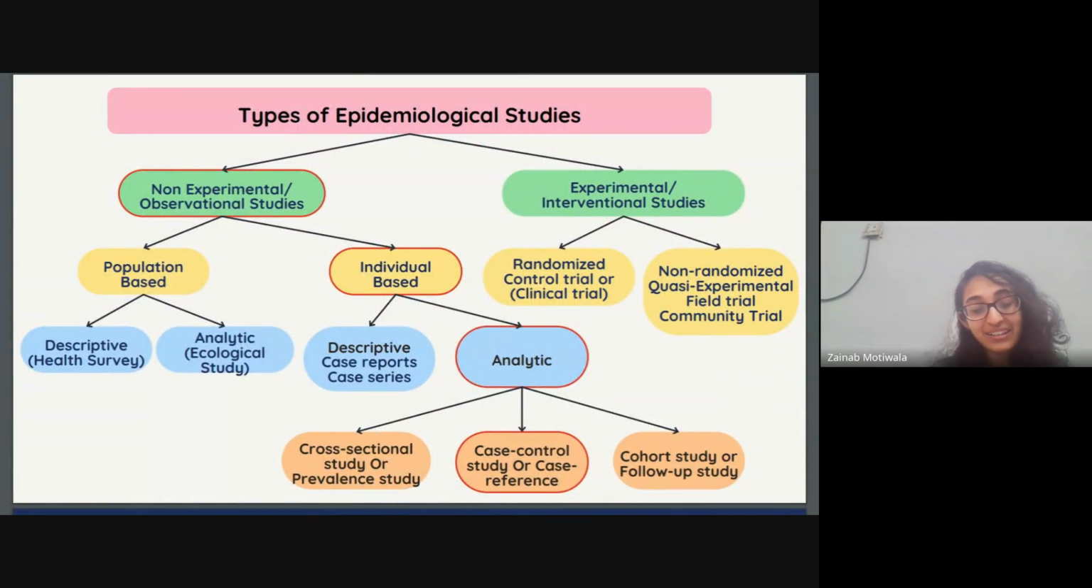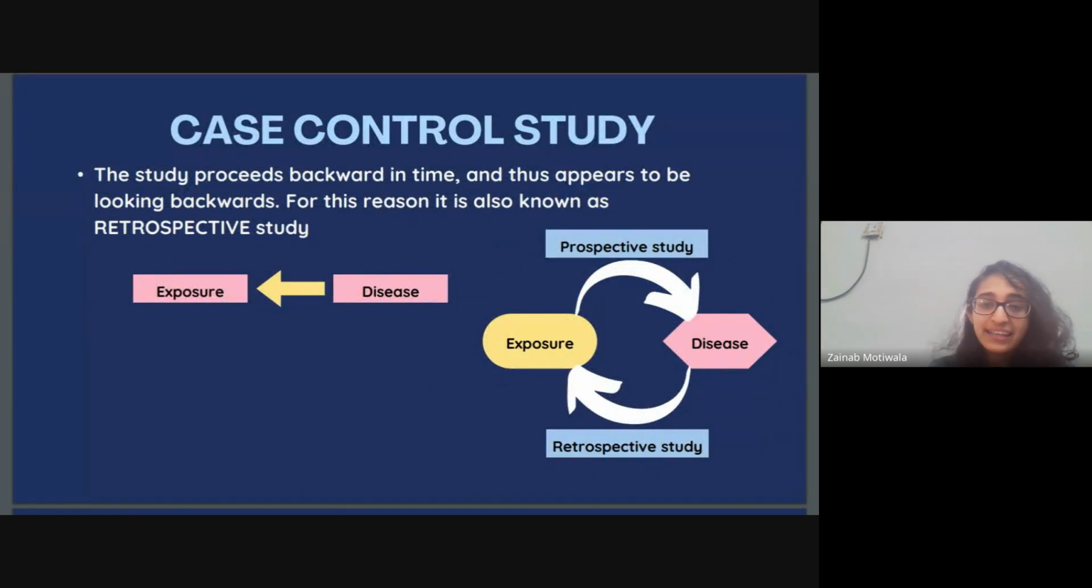This is a chart that we discussed in our first session, and I'll quickly remind you that we're talking about non-experimental and observational studies. We have two types, that is population-based and individual-based. Among population-based, we have examples like health surveys and ecological studies, while on the individual level we have analytical studies, and today we're primarily talking about case control, and before we spoke about types of cohort studies. Again, this slide very well depicts the point that I was making, that it's a retrospective type of study, that is looking back in time from disease to exposure.